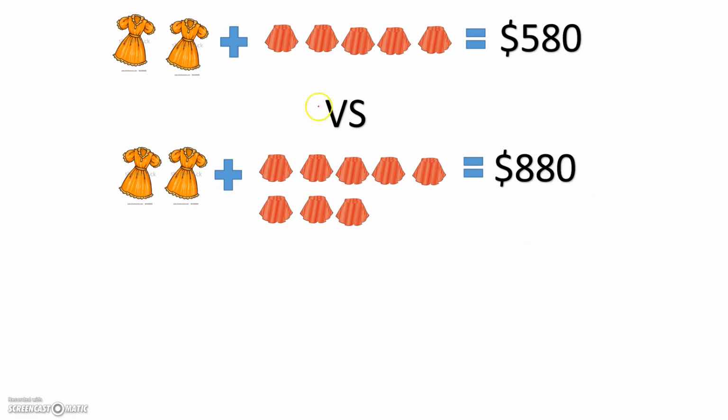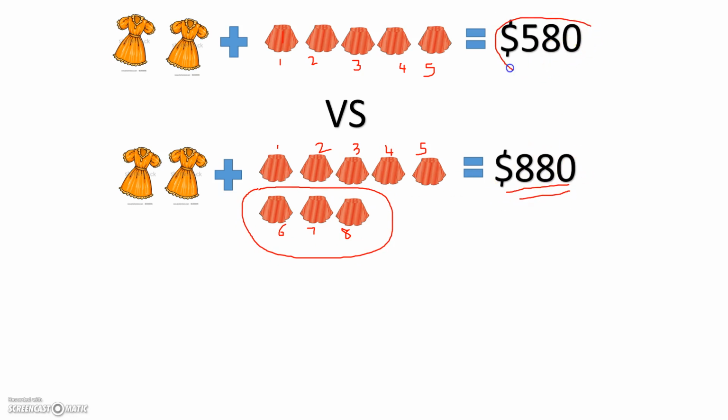Now take a look. The dresses are the same. The only difference lies in the skirts. You have got 1 skirt, 2 skirts, 3, 4, and 5. Whereas over the second row, you have 1, 2, 3, 4, 5, 6, 7, 8. So the extra 3 skirts cause this number to be bigger than this number here.